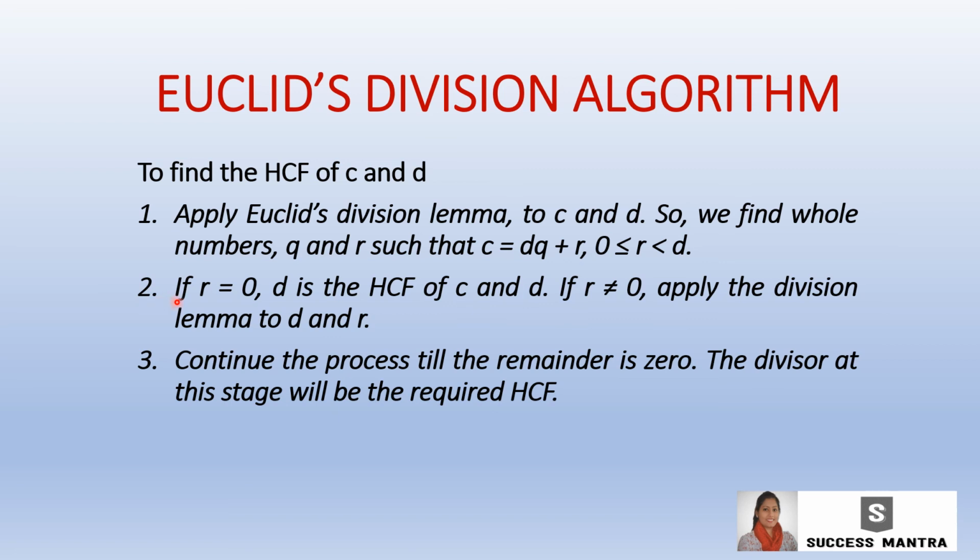Step 2 is that if the remainder is equal to 0, D, that is the divisor, is the HCF of C and D. And if the remainder is not equal to 0, apply the division lemma to D and r. We know that D is the divisor of the previous division and r is the remainder of the previous division. Now step 3 is to continue the process till the remainder is 0, and the divisor at the stage when the remainder is equal to 0 will be the HCF of the given two positive integers.